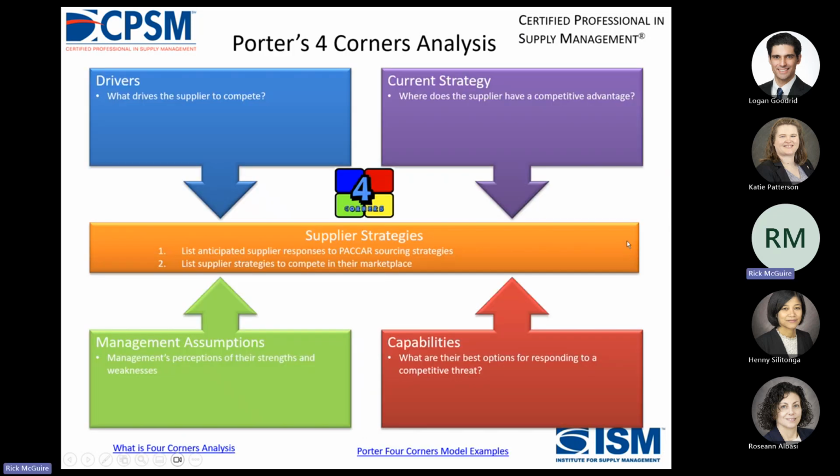Porter's Four Corners. I try to do these when I'm out visiting suppliers, if I'm meeting with their senior management, because this helps you understand where their senior management is headed, what drives them, what their assumptions are, what their strategy is, and what their capabilities are.